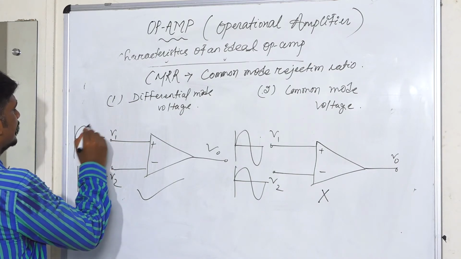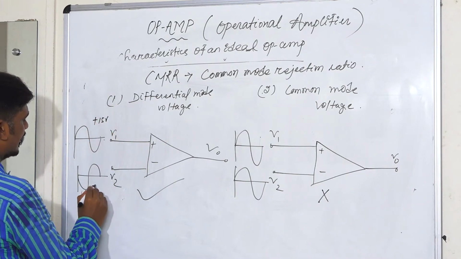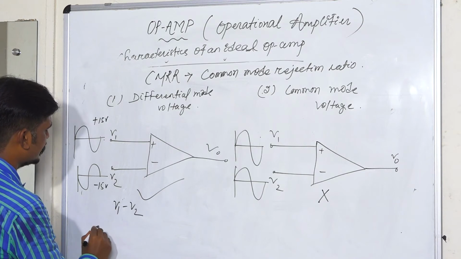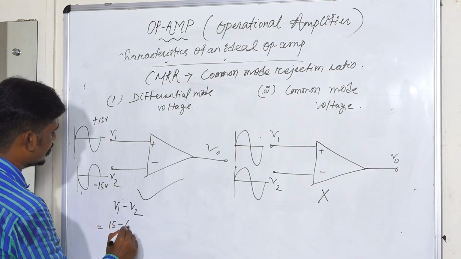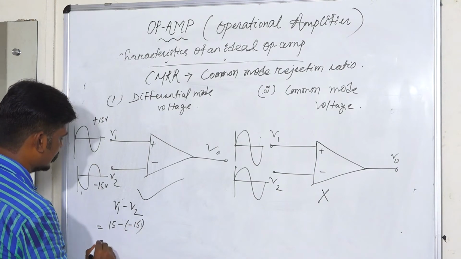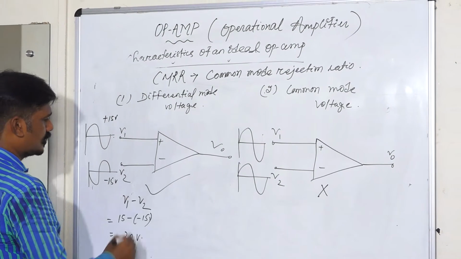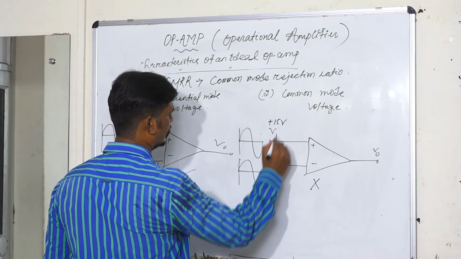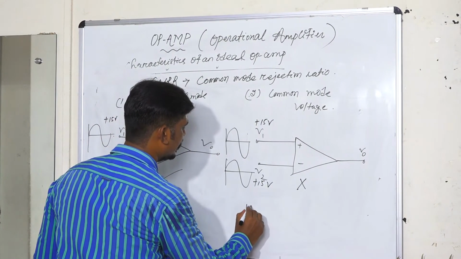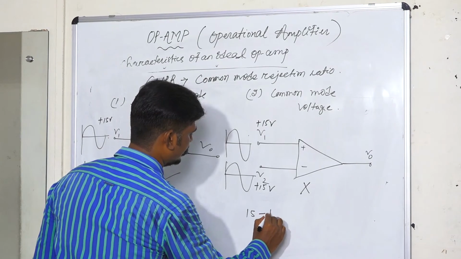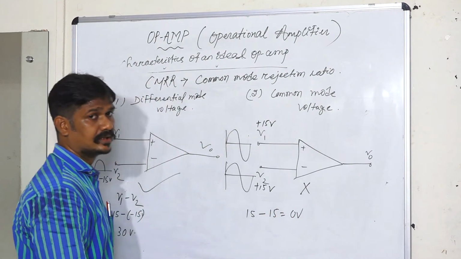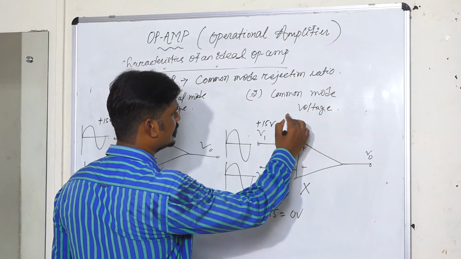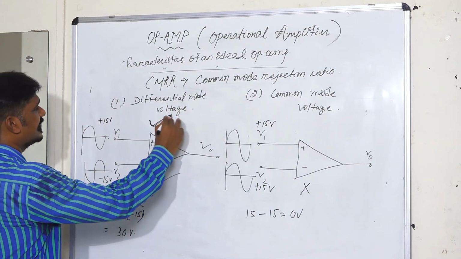Because if we give here a plus 15 volt and minus 15 volt of supply, then the difference between the two, V1 minus V2, is equal to 15 minus of minus 15, that is your 30 volt, which is input to the op-amp. But in case of common mode voltage, if we provide here 15 volt and here plus 15 volt, then 15 minus 15 is equal to 0 volt. Here no input is given to the op-amp. So op-amp always rejects the common mode voltage and prefers the differential mode voltage.